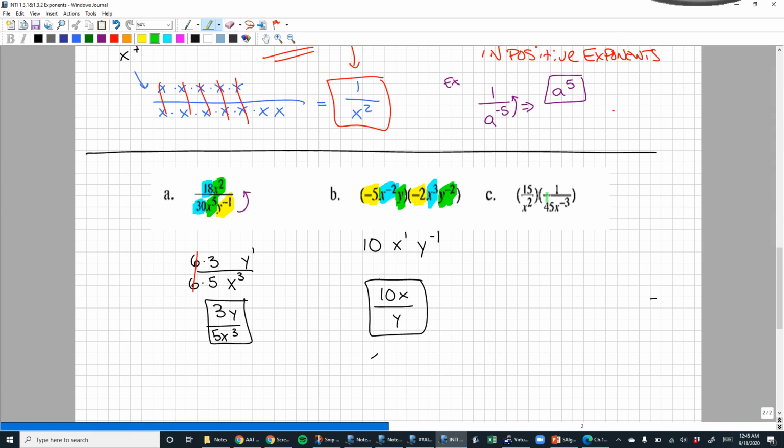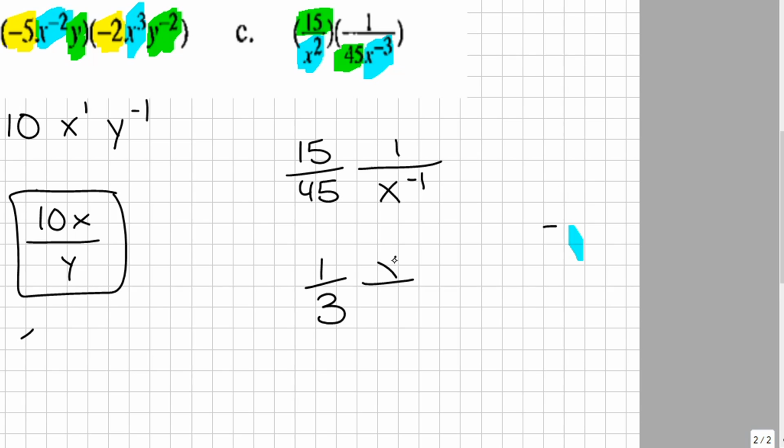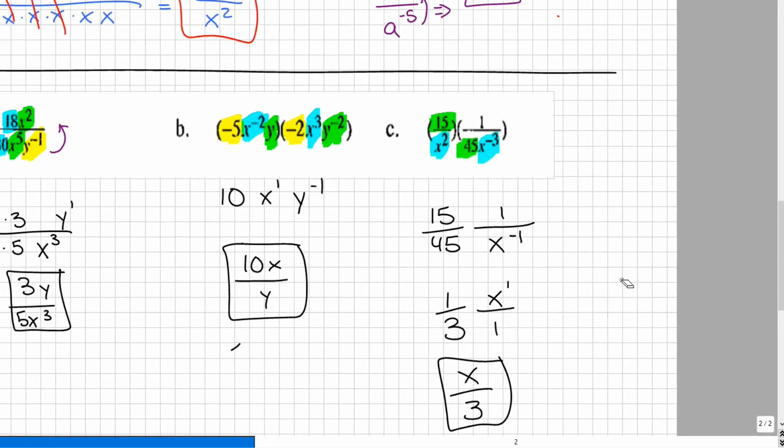Last example that we have right here, I try and cancel anything out that I can. So I see that 15 and I see that 45. And then I look at the x's and the x's. The 15 and the 45, well, that's just 15 over 45, which is equal to 1/3. And then the x to the power of 2, x to the power of 3, those are on the bottom. So that's going to be x to the power of negative 1. But when it is a negative, it's then going to turn into x to the power of 1 on top. So now I have x over 3, and that's going to be my answer right there.